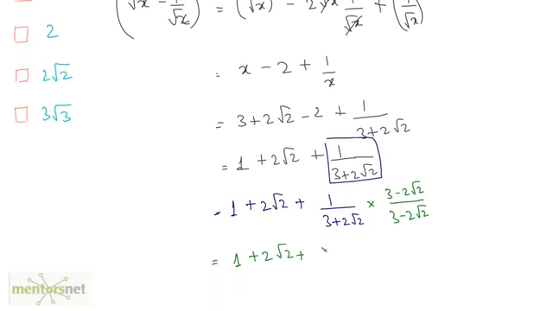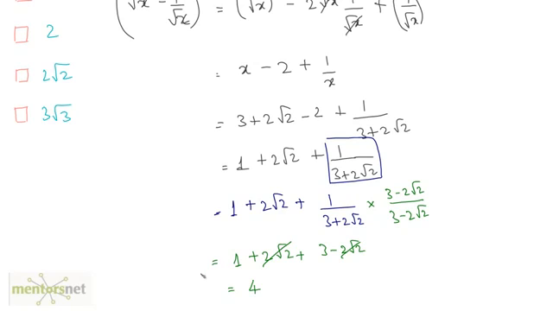So in the numerator I have 3 minus 2 root 2 divided by, in the denominator I have a plus b times a minus b, which is a square minus b square. So 3 square is 9 minus 2 root 2 square, which is 4 times 2, and that is 8. So 9 minus 8 is again 1. So the term is as it is. So let us solve this. 1 plus 2 root 2 plus 3 minus 2 root 2. So 2 root 2 and minus 2 root 2 are 0. 1 plus 3 is 4.